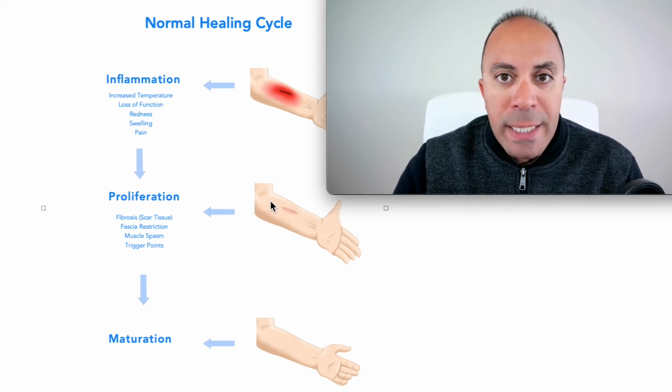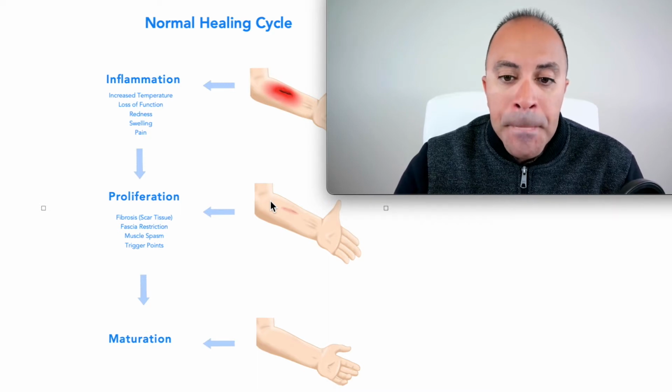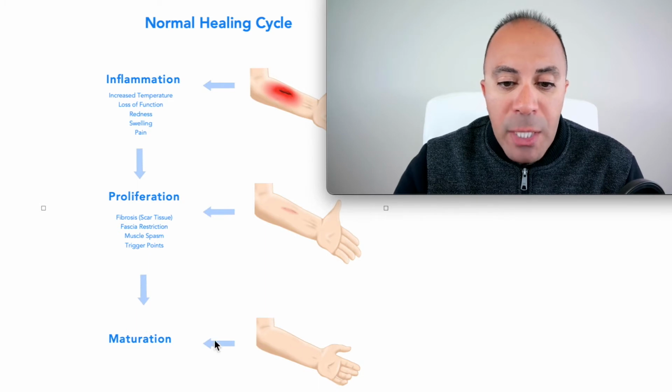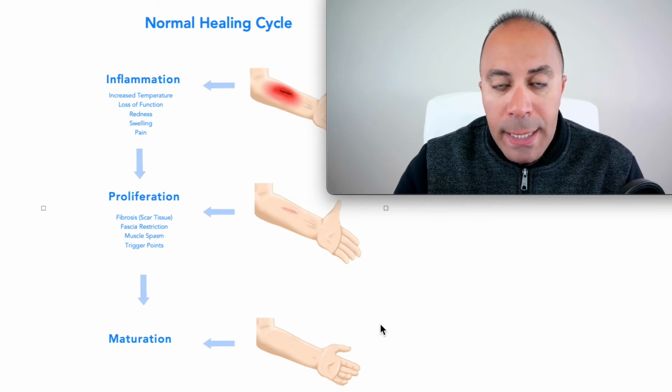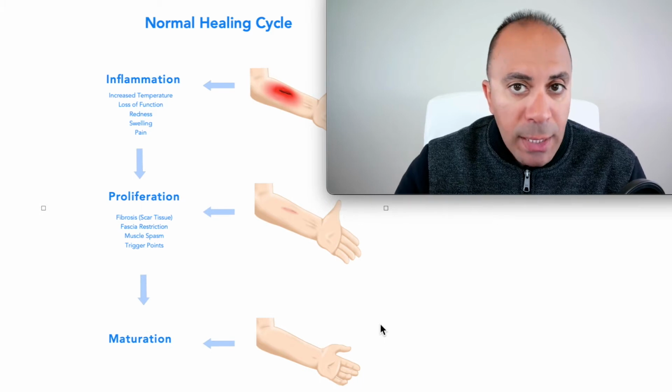During this stage, there is actually a cascade of events: scar tissue, fascia restrictions, muscle spasm, and trigger point. Perfect scenario, during the maturation stage your body should get rid of everything: the scar tissue, the fascial restrictions, the muscle spasm, and the inflammation. That could take days, weeks, months, or years. As we get older, the time of this process decreases significantly.